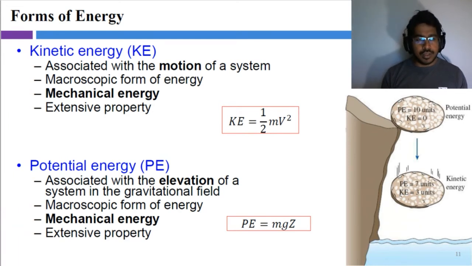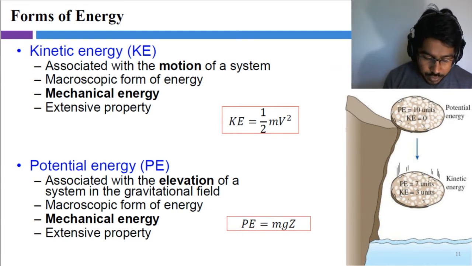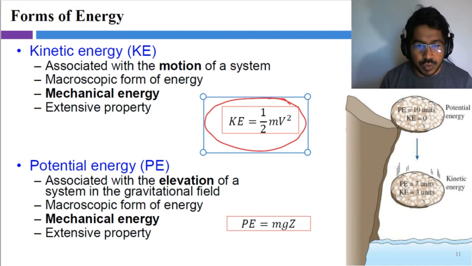And you were exposed to these two forms that you see on the screen in previous classes or in high school, right? Kinetic energy. Kinetic energy is associated with the motion of a system. If you are going in your car at 100 kilometers per hour, then your car has a certain level of kinetic energy. What is the amount of kinetic energy you have? It can be determined from this equation.